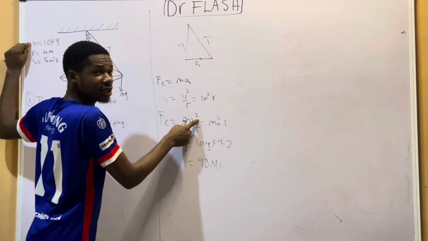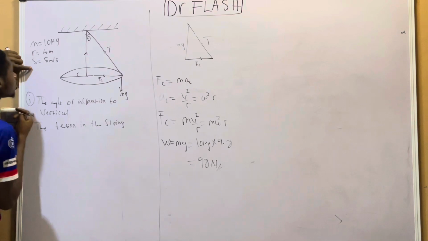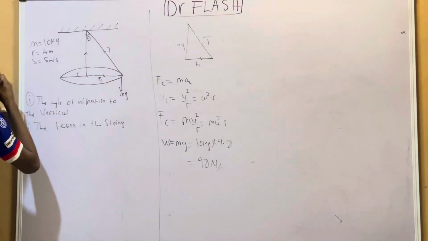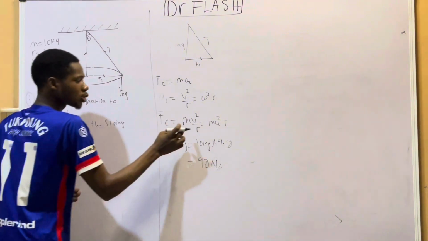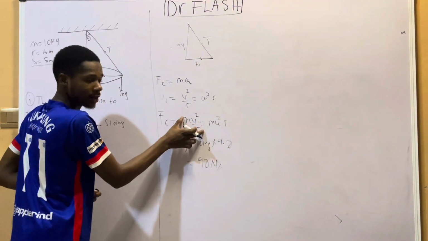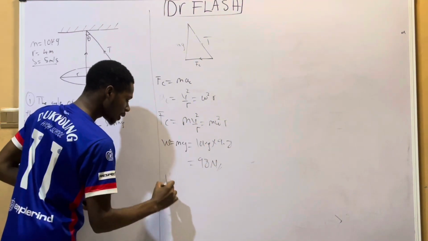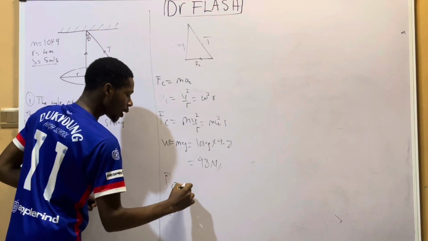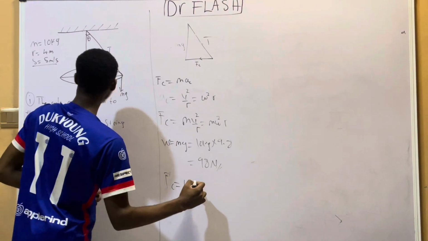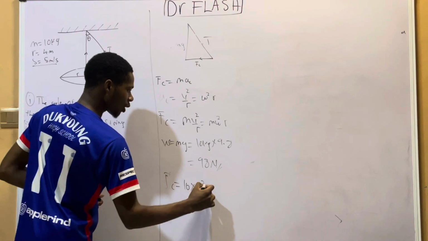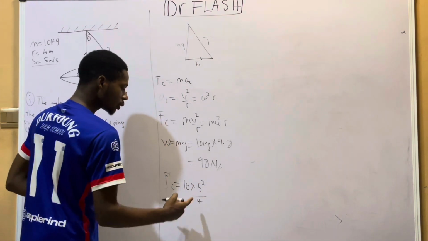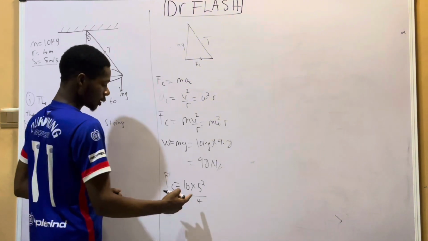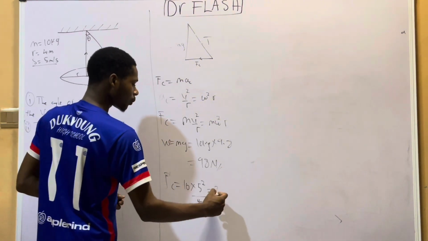How about v? V in this case is the speed or velocity, which was given as 5 meters per second. So we can choose to substitute into this formula and solve for Fc. Hence, Fc will be equal to m, which is 10, times velocity, which was given as 5, squared, divided by the radius, which is 4. So 5 squared is 25, times 10, that's 250 over 4.